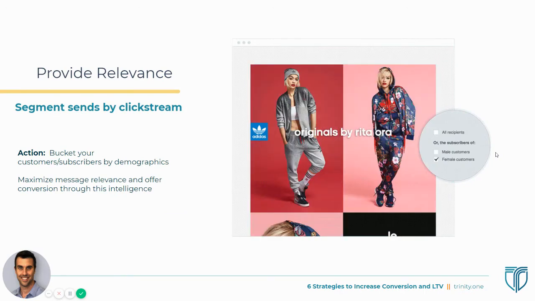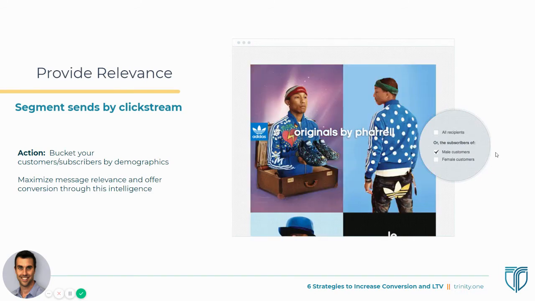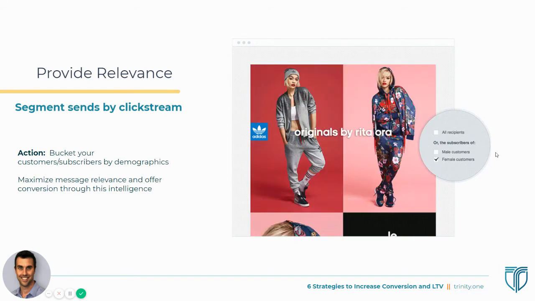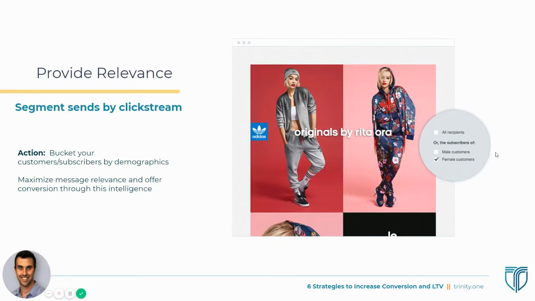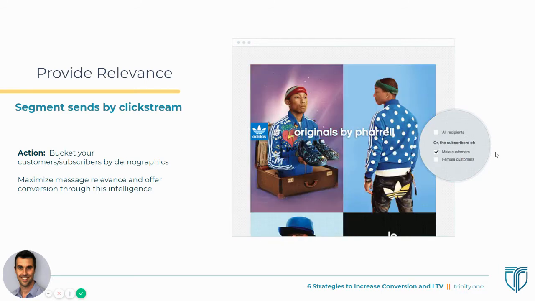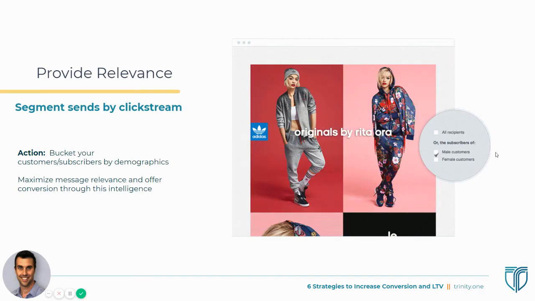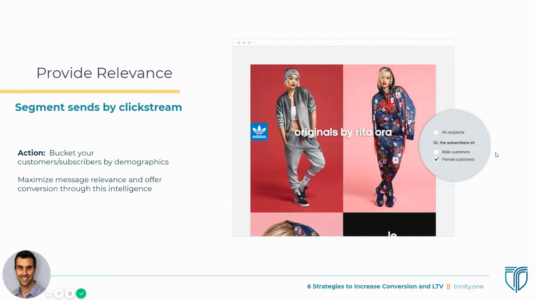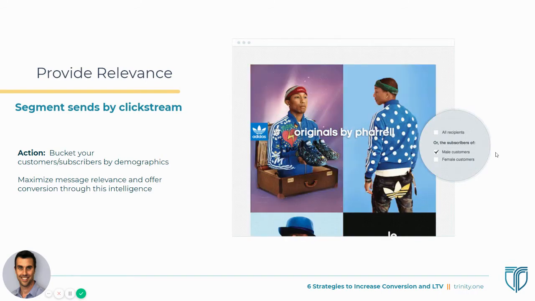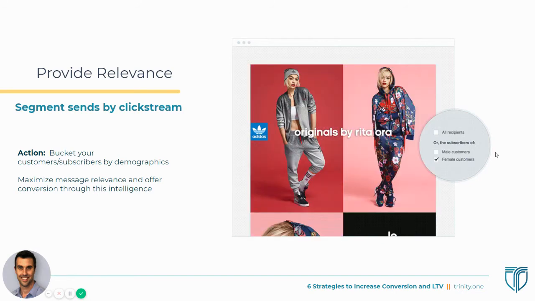The next strategy that you want to consider is providing relevance in your email. And by this, you can segment your sends by clickstream data. If you saw that your user who signed up for email was in the men's category and looked at 25 different products in the men's category, we can create rules to bucket those visitors or customers or subscribers by demographics. And in this case, you can see that we're creating a certain email presentation for male customers and a certain email presentation for female customers. Especially in apparel, this is critical to make sure that you're going to maximize your opportunity from a merchandising standpoint as it relates to your outbound email.